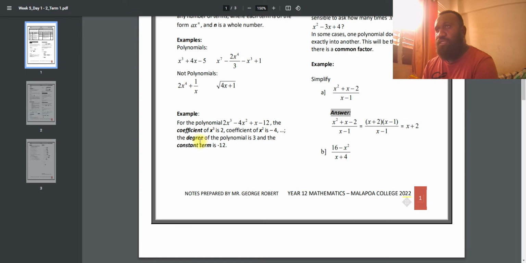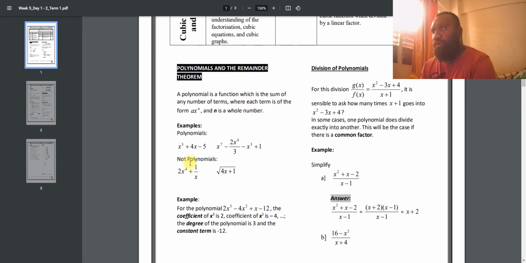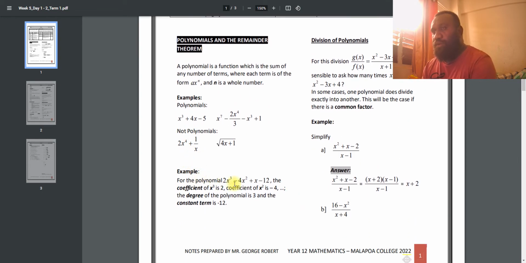Now moving on to our example. For the polynomial 2x cubed minus 4x squared plus x minus 12, the coefficient of x cubed is 2. Can you see that? The coefficient of x squared is negative 4. The degree of the polynomial is 3. Degree is the power, x to the power of 3. And the constant term is negative 12. It is where no x is attached to the number. That's the constant.